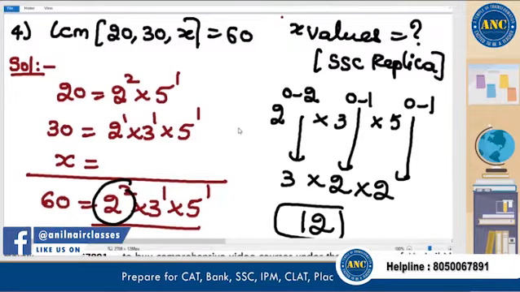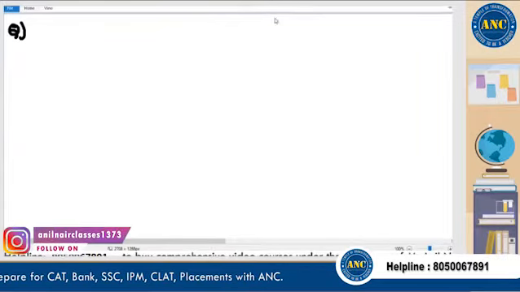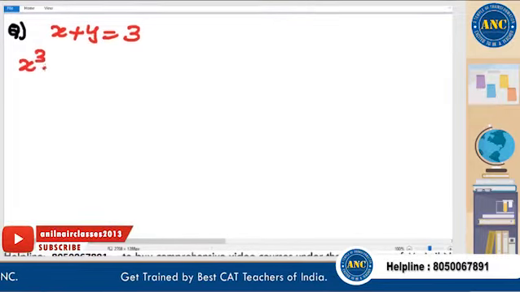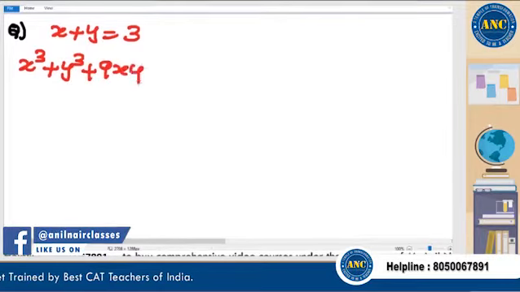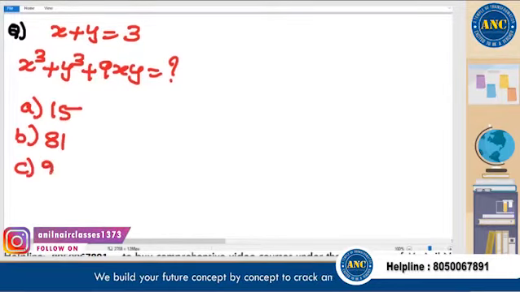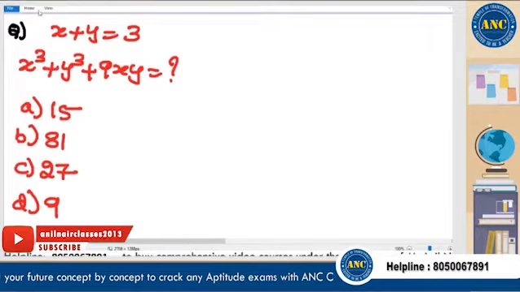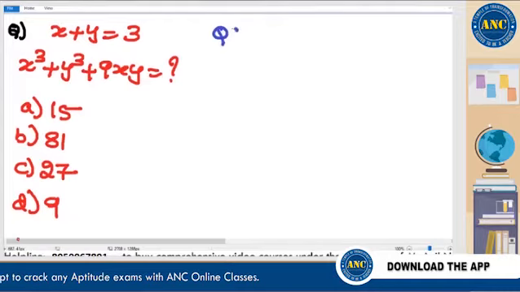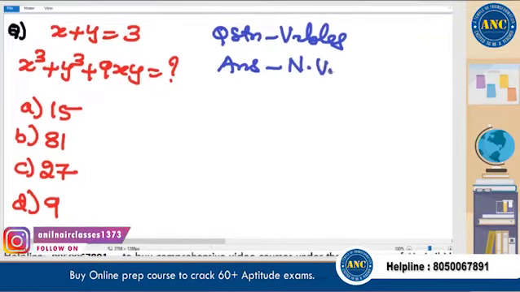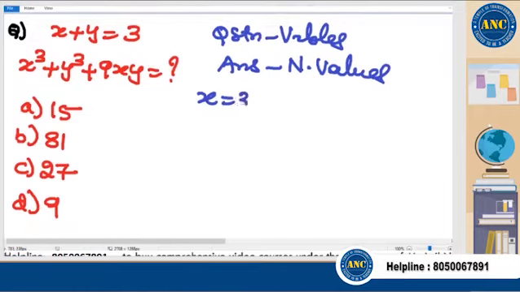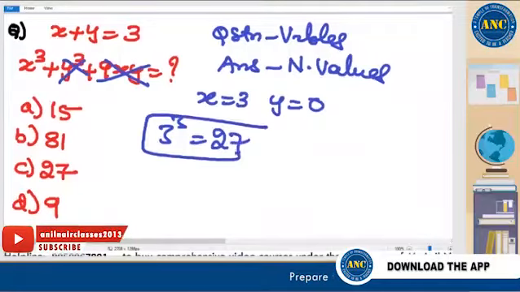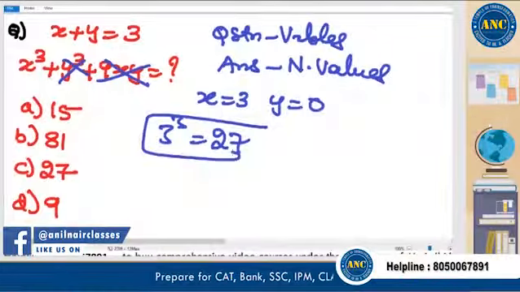Now, let us solve few more questions, bank and other replica questions. x plus y is equivalent to 3. x cube plus y cube plus 9xy is equivalent to how much? It is 15, next is 81, next is 27, next is 9. Question contains variables, answer contains numerical values. Put a value which will satisfy x plus y equals 3. 3 cube is 27. I hope the idea is clear.